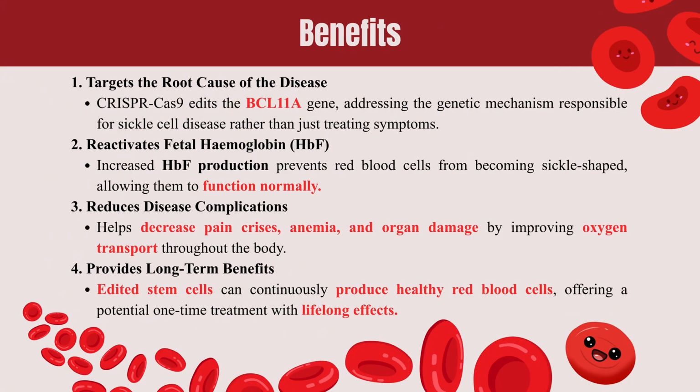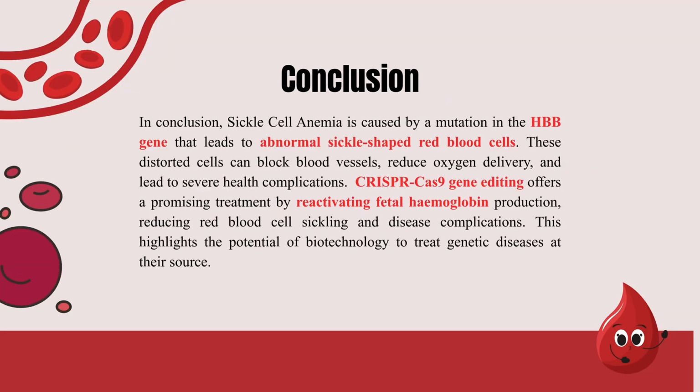CRISPR-Cas9 therapy provides several benefits for sickle cell disease patients. First, it targets the root cause of the disease by editing the BCL11A gene. Second, it reactivates fetal hemoglobin production, which prevents red blood cells from sickling. Third, it reduces complications such as pain crisis, anemia, and organ damage. Finally, because the patient's own stem cells are permanently edited, the treatment has the potential to provide long-term or even lifelong benefits.